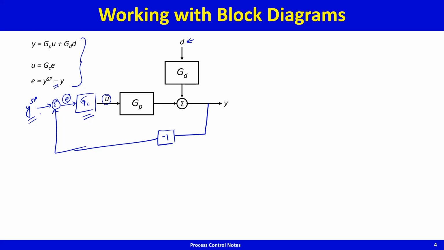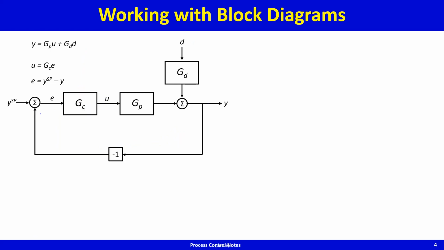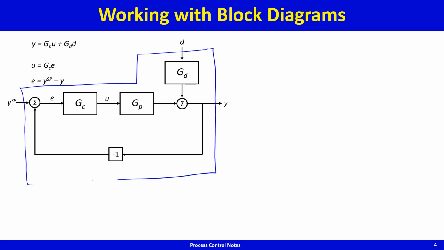Okay, so the block diagram looks something like this, and now what I'm interested in is, let's look at this system. This is the system, that's the output that I'm interested in. This system has got two inputs. What are the two inputs? Y set point and disturbance D, and it's got an output.